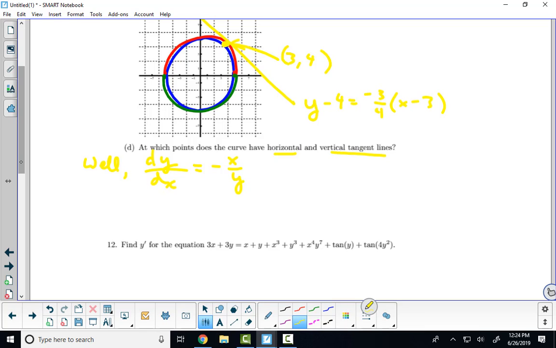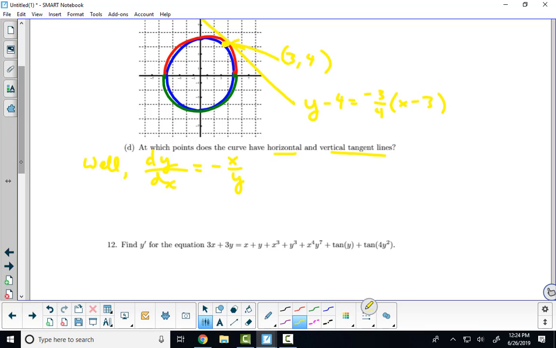By the way, that should remind you of something if you've had a physics class and you've talked about centripetal forces. That negative x over y should sound a little familiar. That's the force that's pulling you to the center of that circle in a way. Okay? All right.